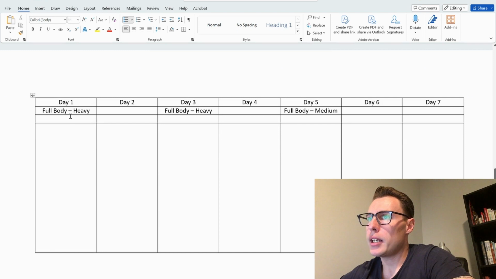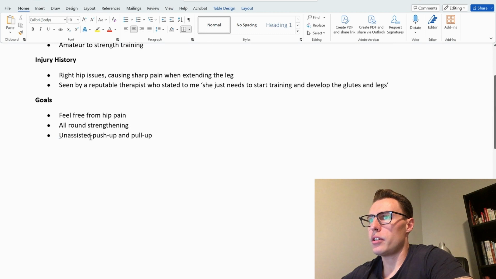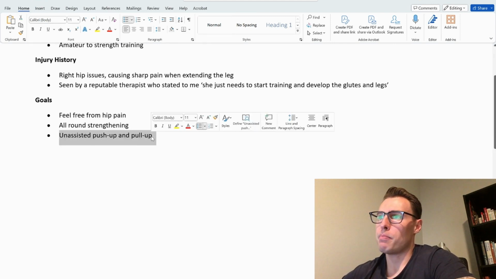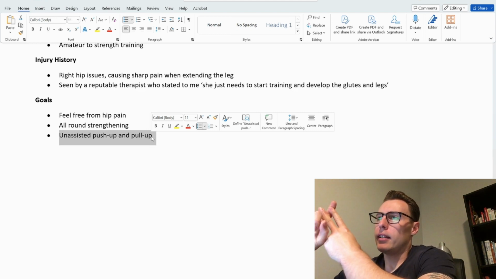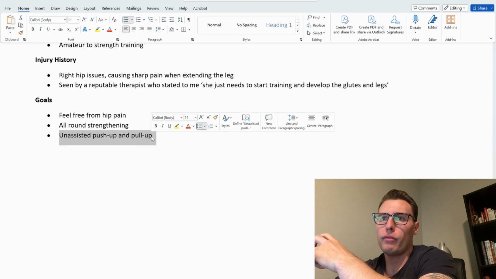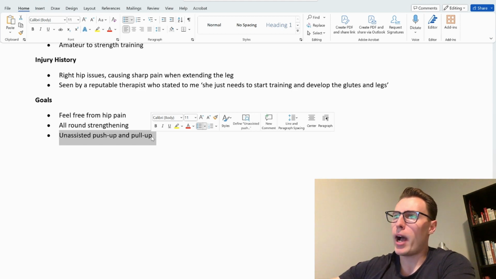So full body day 1 heavy, what I might do is that since this person wants to perform an unassisted push-up and an unassisted pull-up, like yes, they want full body strengthening, but those are pretty specific goals, which are awesome because, 1, it makes it easier to program for, and 2, it allows you to provide objective data for your client, which basically means that, let's say after they complete the program, they can see where they started and where they are right now.